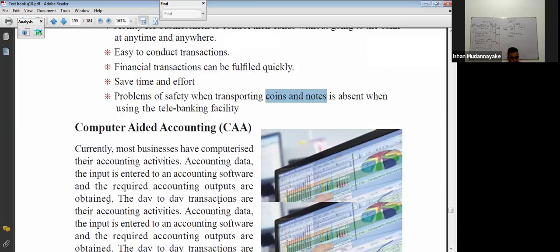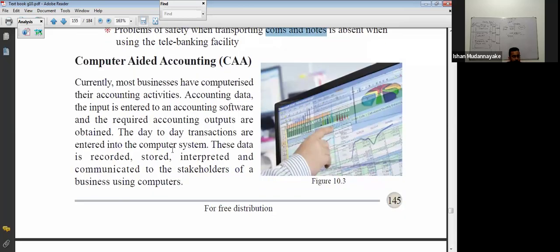Right. Then here, computer-aided accounting. Computer-aided accounting means without using manual systems, without using books to record financial transactions, businesses use computers. Using computers, conducting accounting activities belongs to computer-aided accounting. Right. Read this paragraph.